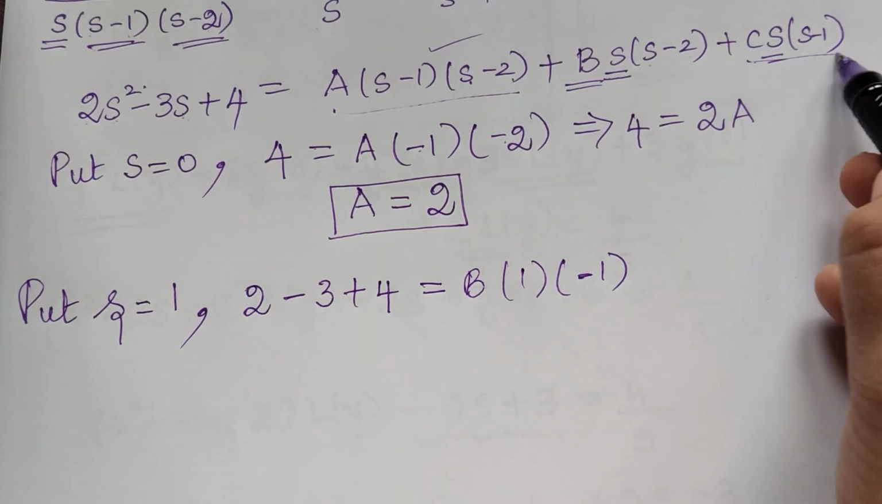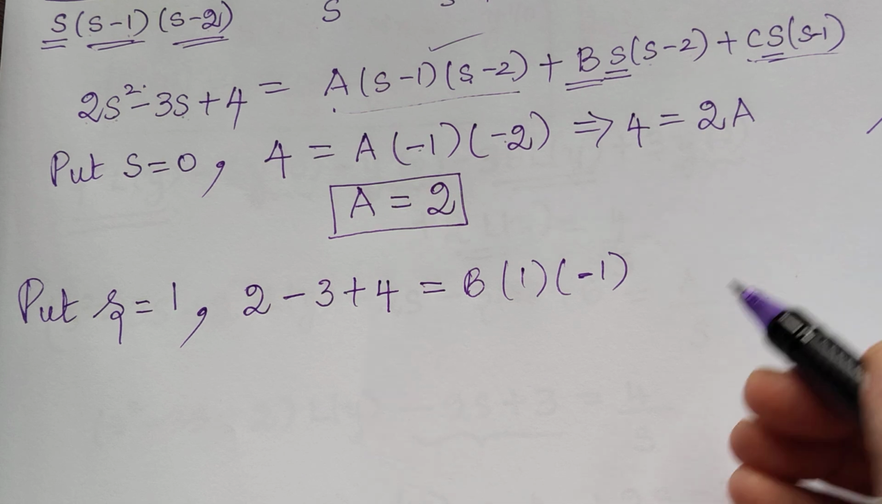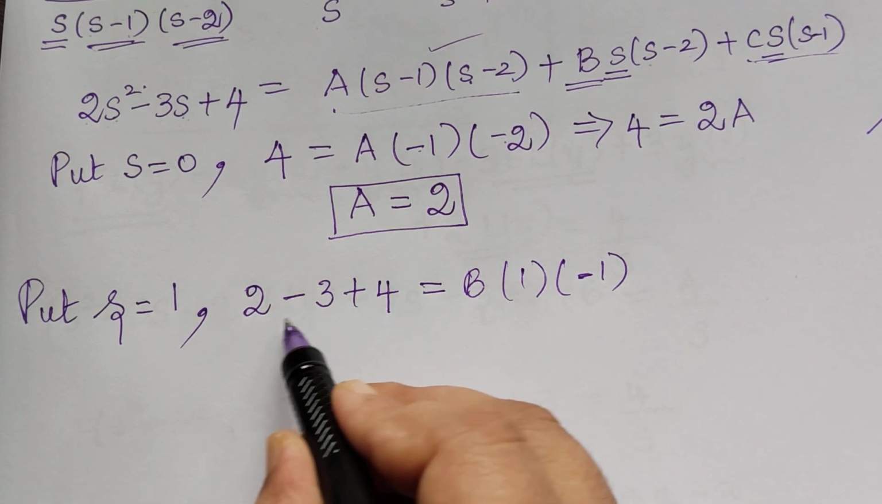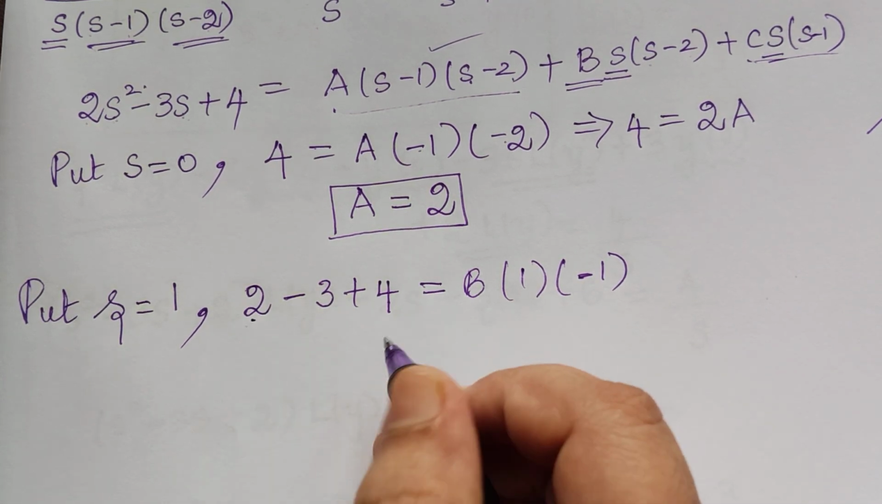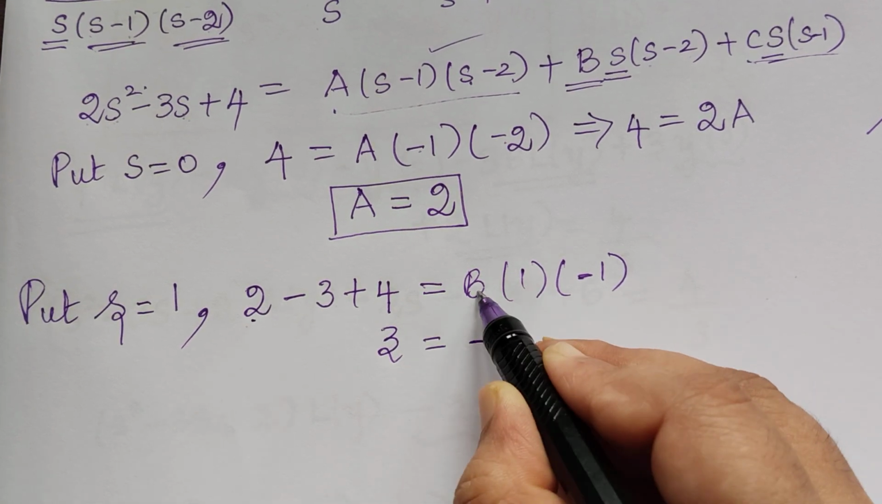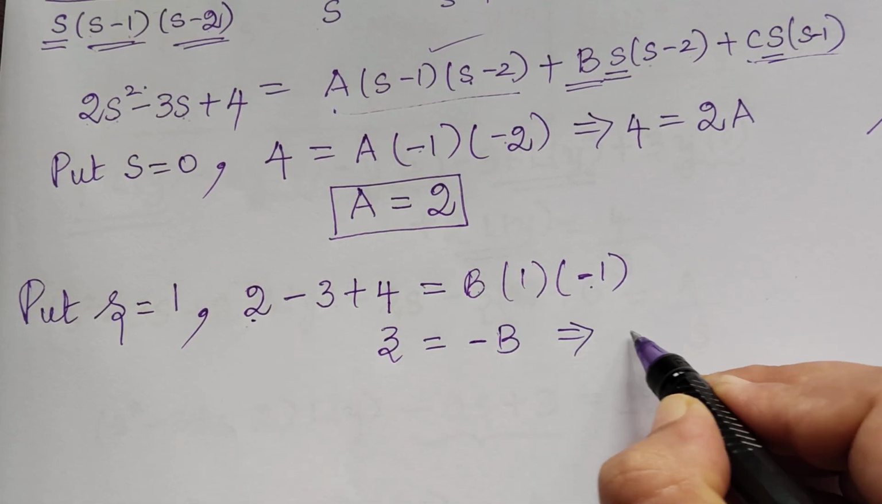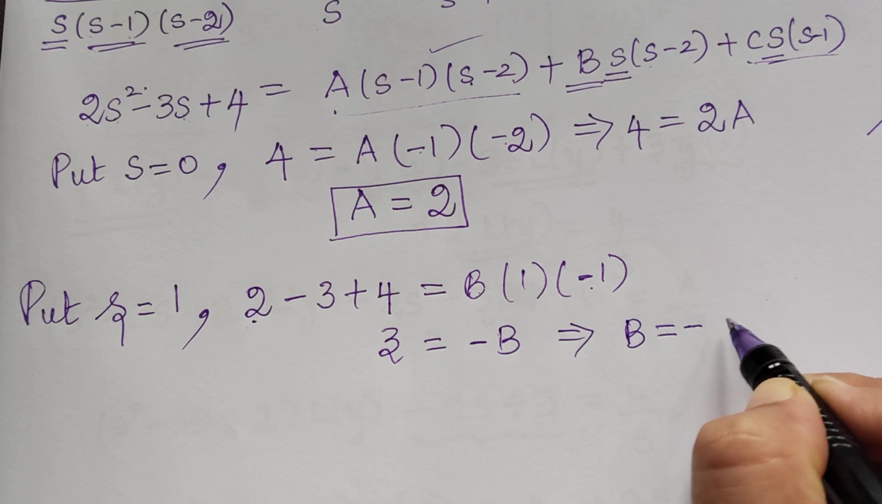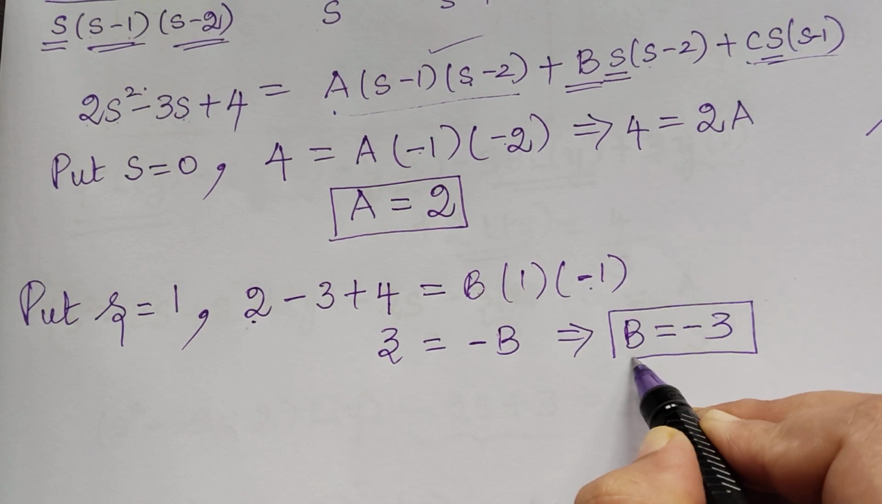And this will also become 0, because 1 minus 1 is 0. So from this we have 6 minus 3, which is 3, and that is equal to negative b, because b into minus 1. So from this, the value of b is equal to minus 3. So we have obtained the value of b.